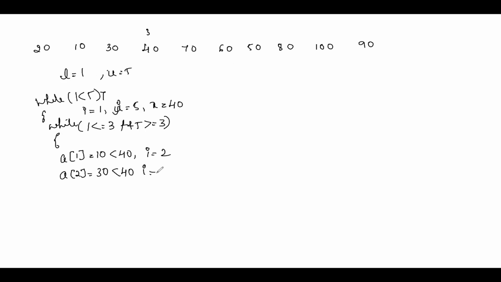True, hence increment the I value to 3. A of 3, which is equal to 40, which is not less than 40. Hence, we are going to stop.